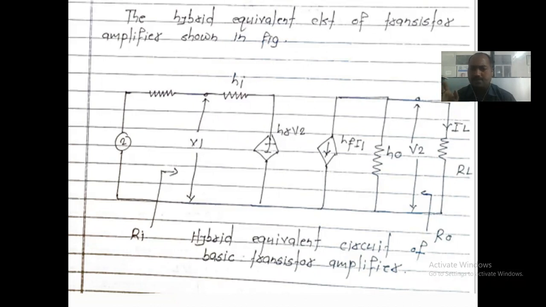other parameter, that is common base configuration. When we have to build the common base configuration, it has some disadvantages: it has low input and high output impedance. That's why this should not be used for amplifier applications. Then common collector configuration is the majorly used configuration when we have a requirement of current amplification.